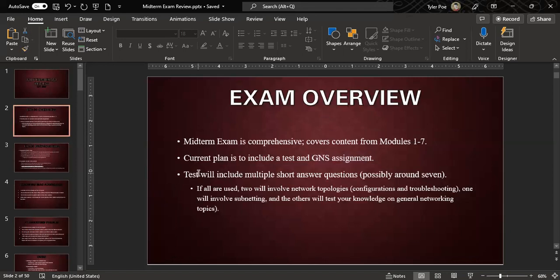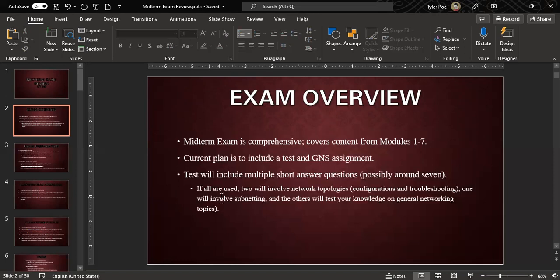So the test will include multiple short answer questions. In other words, there are ones where you have to provide a written response. It could be around 7. I'll warn you all, it could be around 7. Now, the 7 that I'm talking about, I made myself.